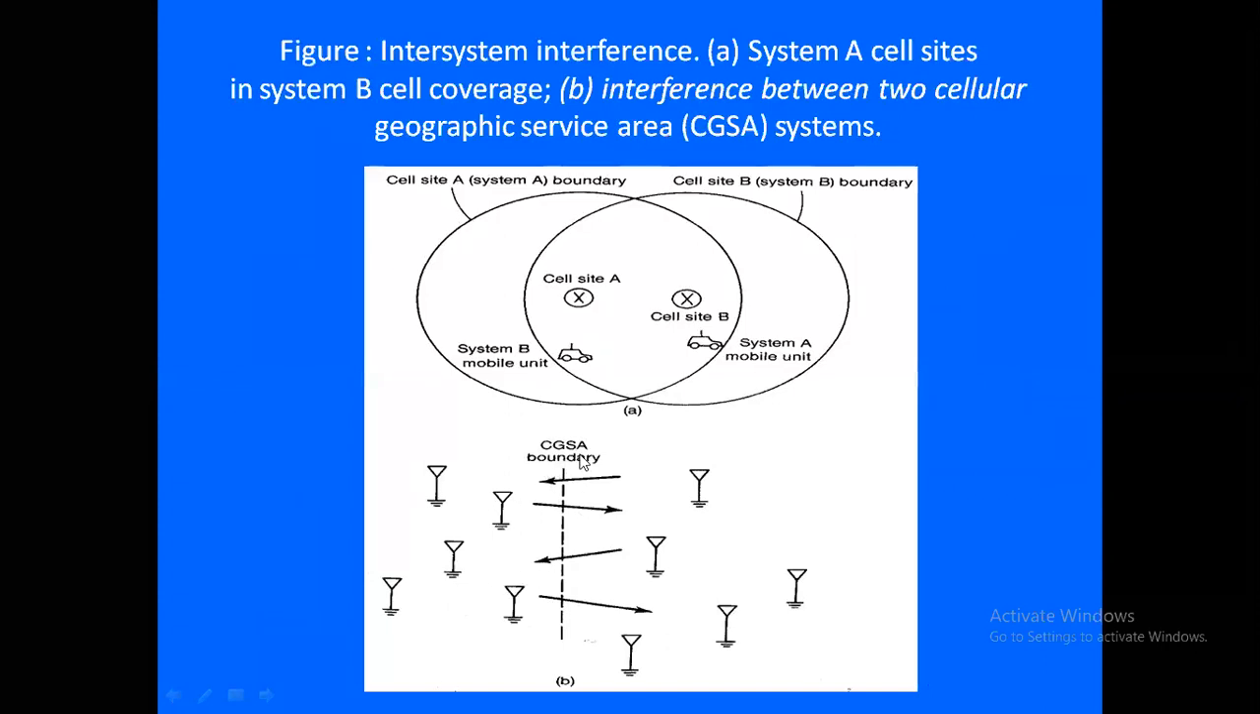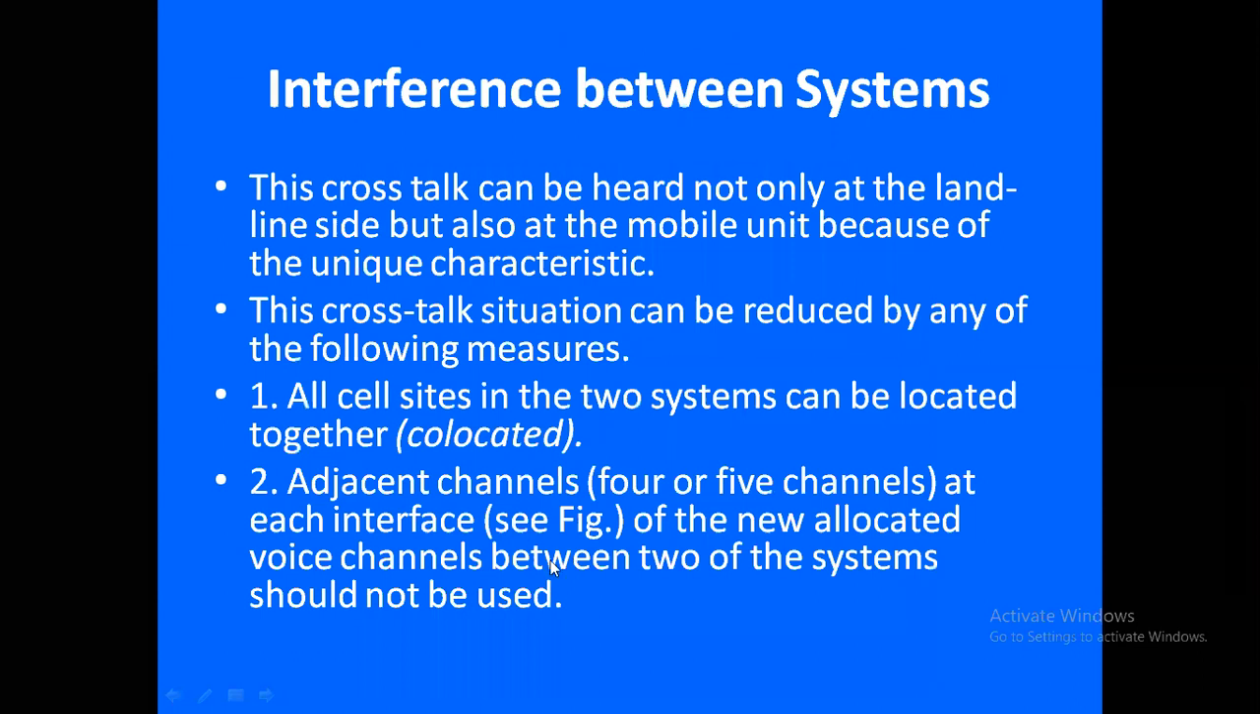So this is the CGSA, cellular geographic service area system. They are interfering with each other. This is cell site A and this is cell site B. Both will interfere with each other, so this is in one geographic area. This crosstalk can be heard not only at the landline but also at the mobile unit because of unique characteristics.